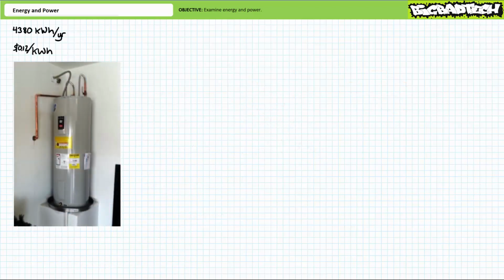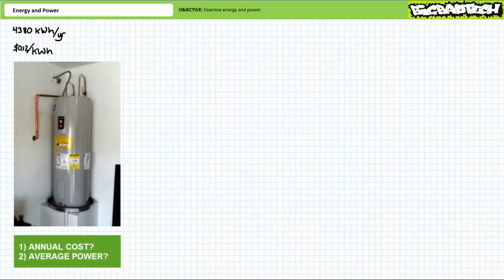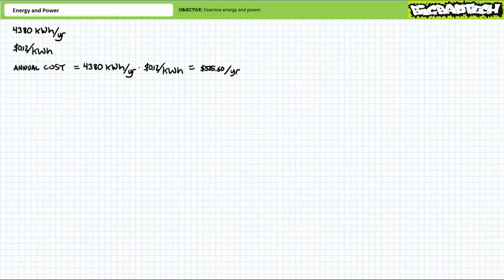Consider a water heater that over the course of 1 year, or 365 days, is known to consume 4,380 kilowatt hours of energy. Given a price of 12 cents per kilowatt hour, what's the annual cost of using this water heater? Additionally, what's the average power consumption of this water heater? Calculating the annual cost is easy. 4,380 kilowatt hours times 12 cents per kilowatt hour yields an annual cost of $525.60. Average power should be easy too.